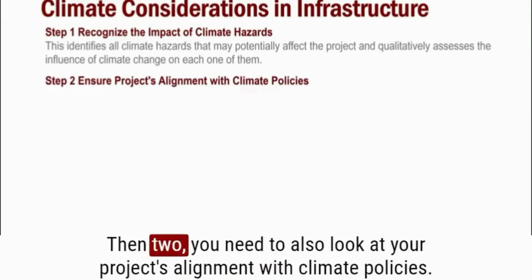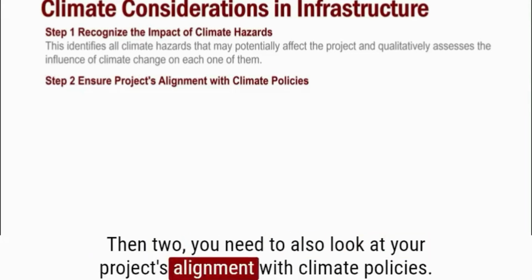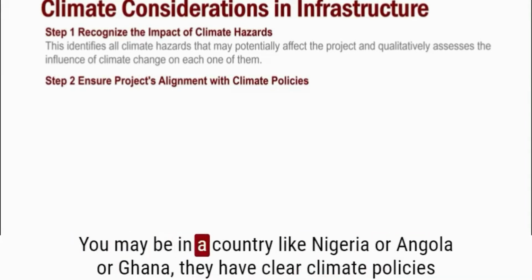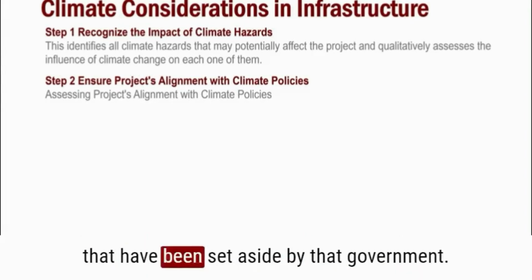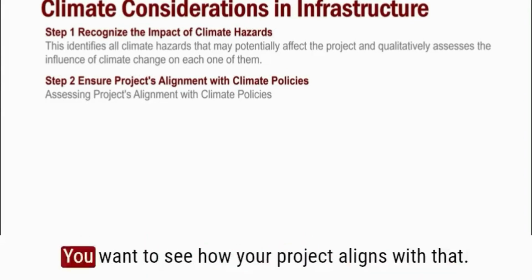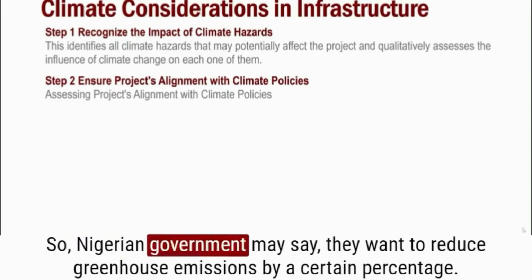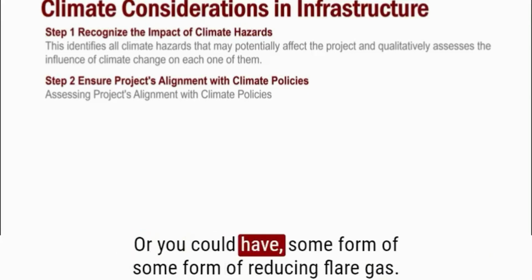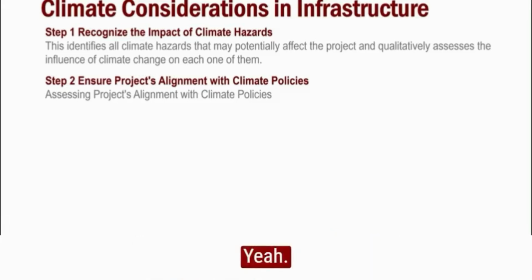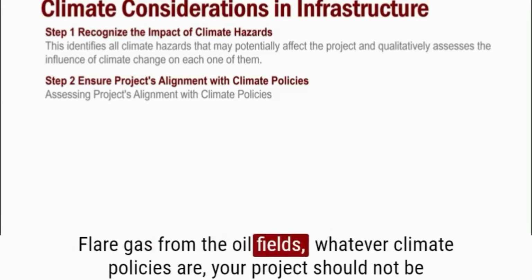Then two, you need to also look at your project's alignment with climate policy. You may be in a country like Nigeria or Angola or Ghana. They have clear climate policies that have been set aside by that government. You want to see how your project aligns with that. So the Nigeria government may say they want to reduce greenhouse emissions by a certain percentage, or you could have some form of reducing flare gas from the oil fields.